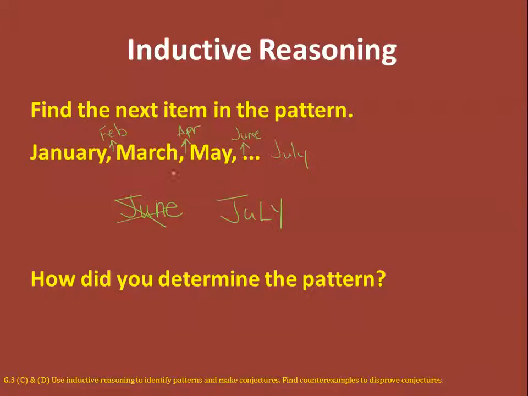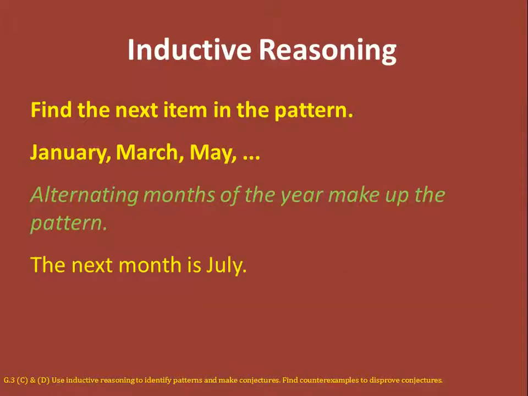As you can see, I went ahead and wrote up there the missing months. So it looks like it was alternating months. Now on this next slide, I'll just show you what the official answer says. It was correct that the next month is July, and alternating months of the year make up the pattern.